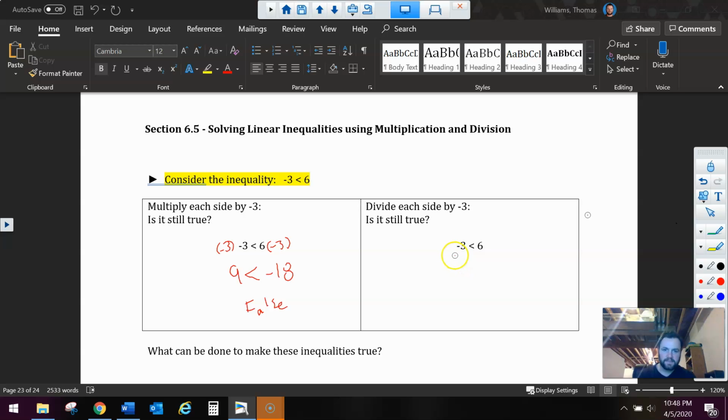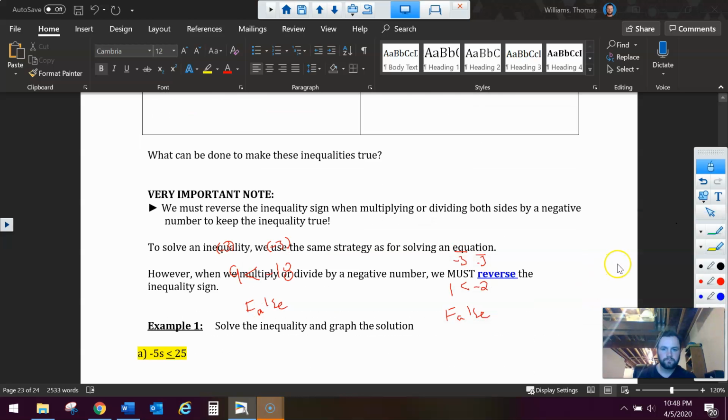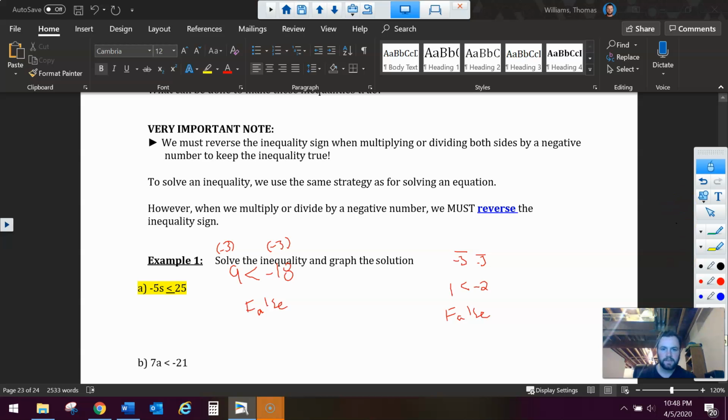If we look at the right side here, it's asking us to do a similar thing except for divide both sides by -3. So I'm going to go ahead and divide both sides of my inequality by -3. -3 divided by -3 would give me 1. 6 divided by -3 would give me -2. And again, is this inequality right? No, it's not. That is false. So our inequality here is no longer true.